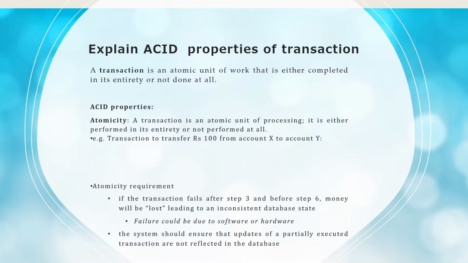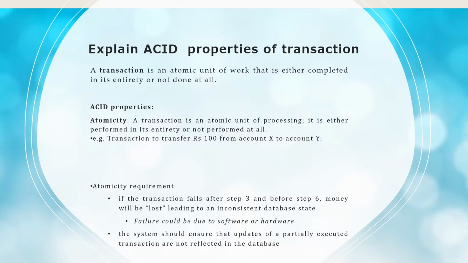So first of all, we'll see what is atomicity. Atomicity: a transaction is an atomic unit of processing. It is either performed in its entirety or not performed at all. That means either the complete instructions are going to be executed and the database is going to be in a consistent state, or no effect of execution of partial statements is in the database.